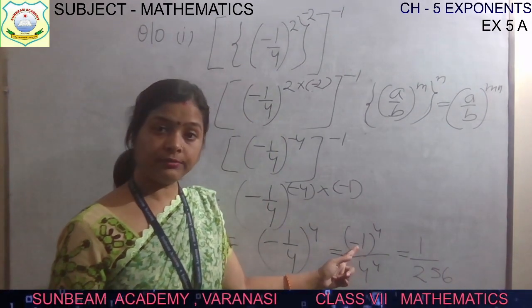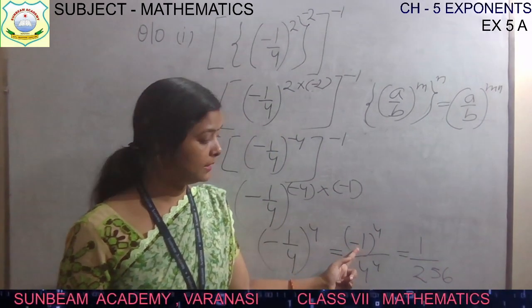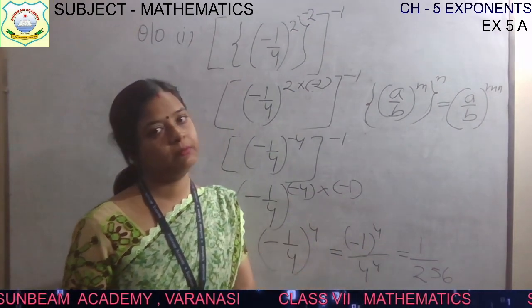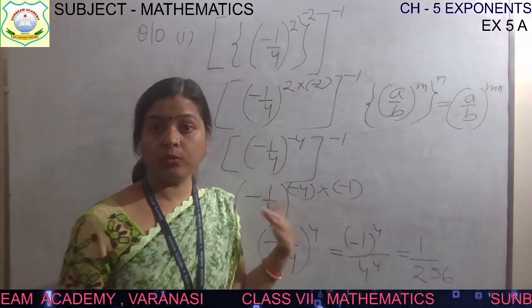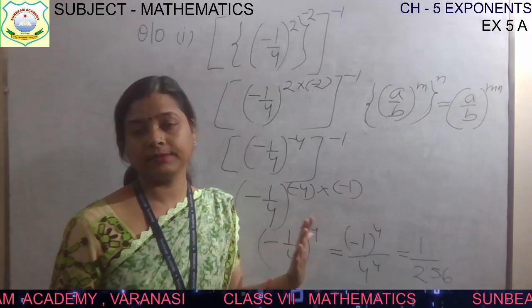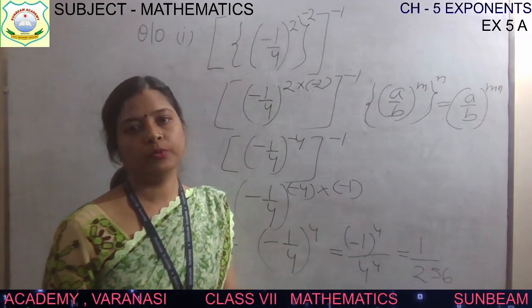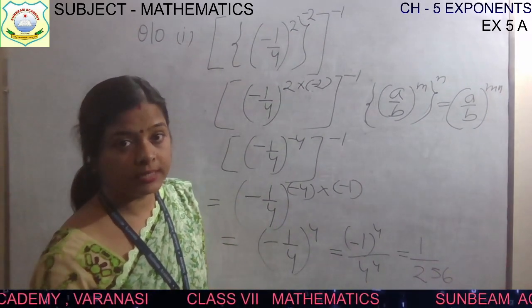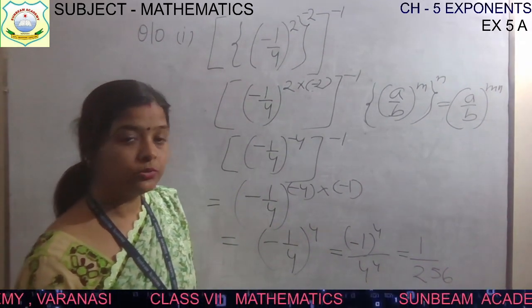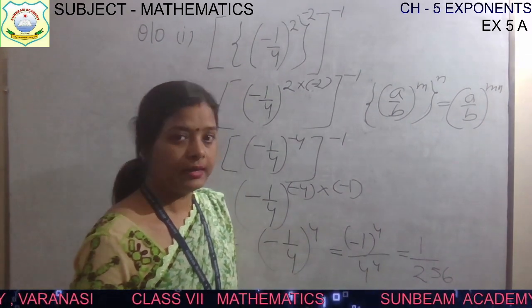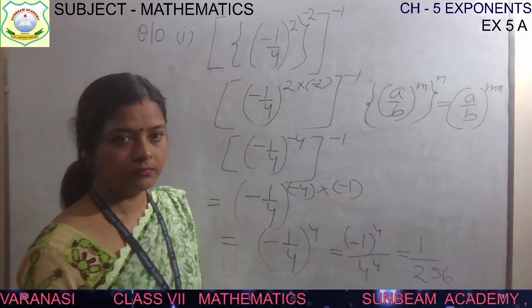And this is a negative term. When the negative term you are multiplying 4 times, it will become positive. अगर आप negative term को आपस में 4 times multiply कर रहे हो, 4 negatives are there, so it will become positive. और अगर 3 times करते, odd number of times, 3 times हो या 5 times हो, so the answer will be negative. Okay.